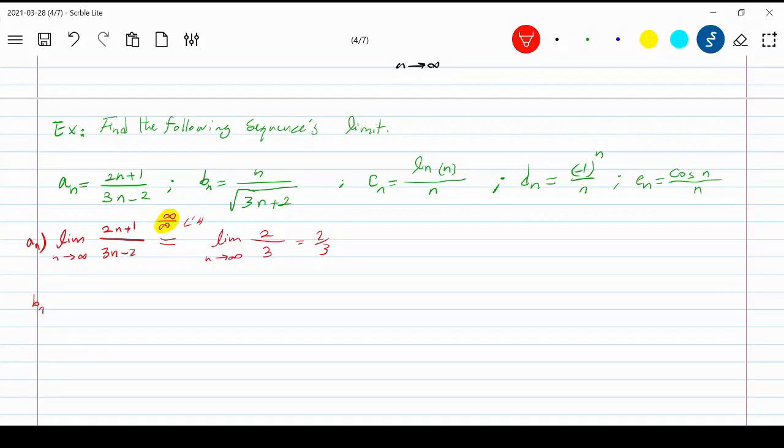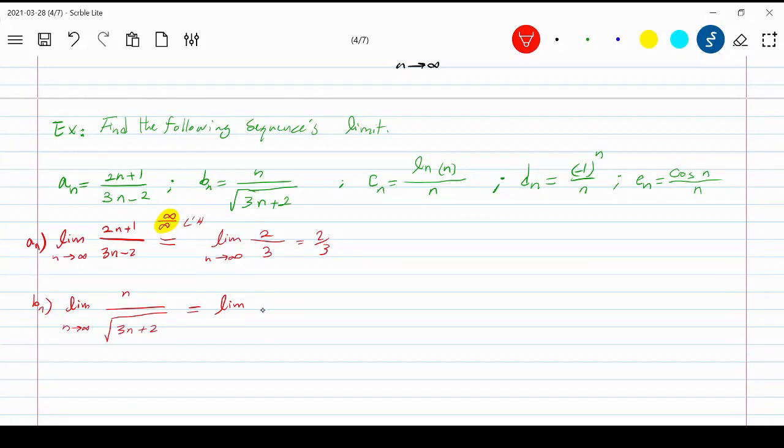How about if we're looking at the limit of Bn? Limit of n divided by square root of 3n plus 2. There's a way to bring the n inside the square root. I can show you that, or you can use L'Hopital's rule. Try to use L'Hopital's rule yourself. You should be able to get the same result because you would have infinity over infinity.